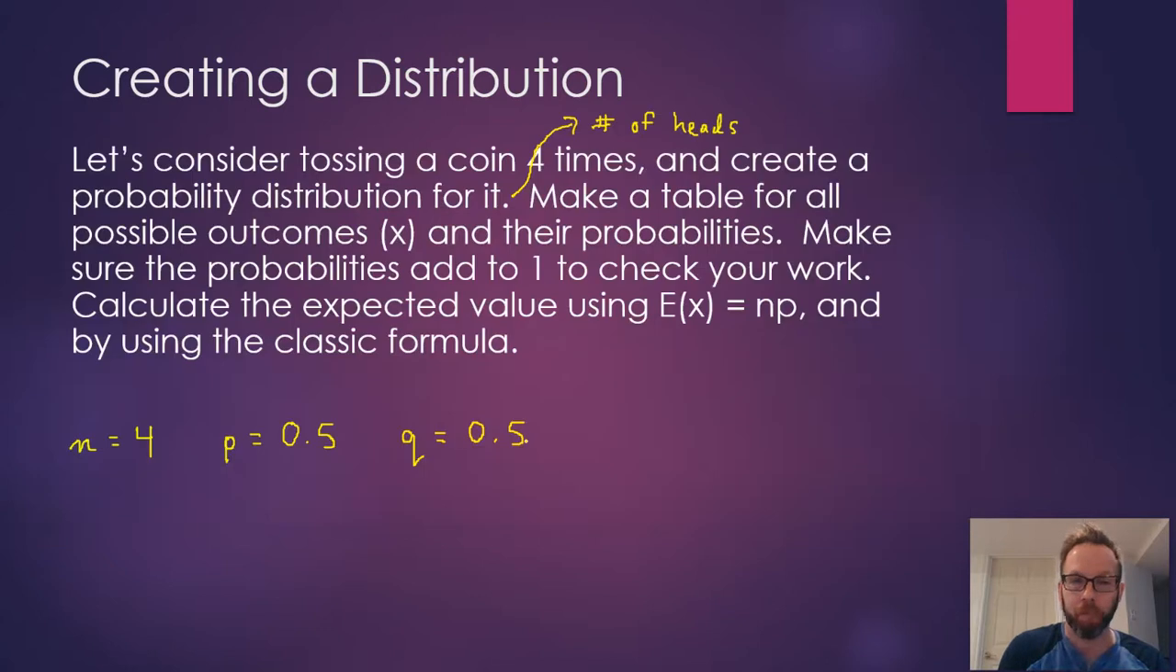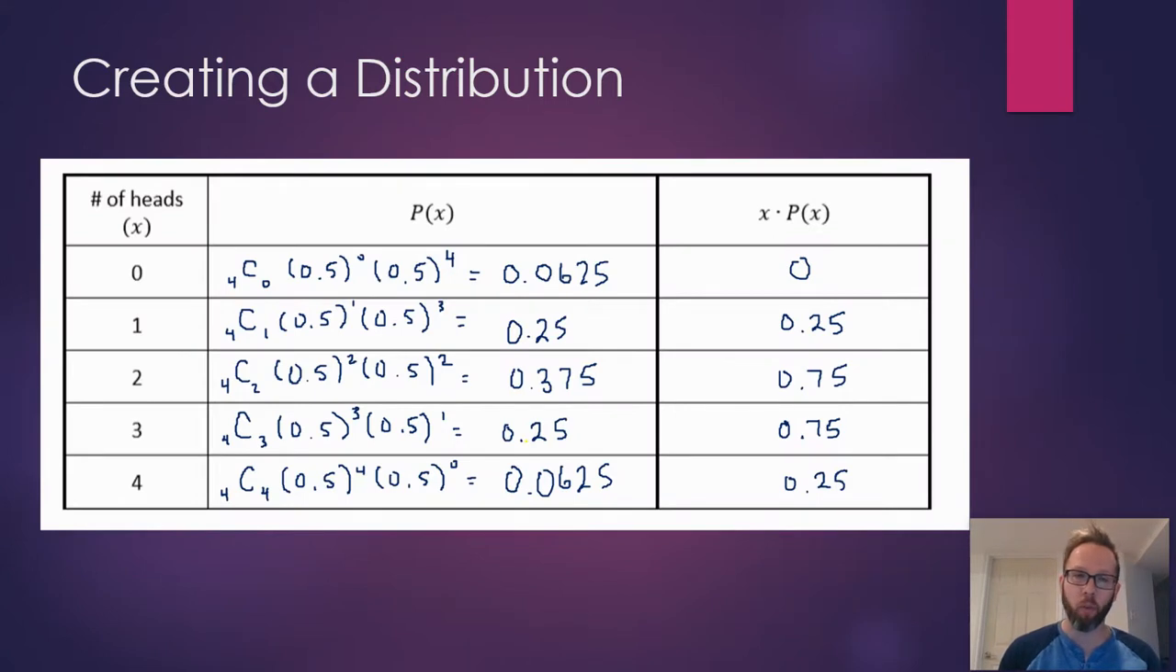I've given you a table, and I've done this work ahead of time. If you would like to pause the video and try it on your own, or if you just want to continue on, that's fine. But to save some time, I've already done most of the work here. To get the probability of 0 heads, remember our formula was n choose x times p to the power of x times q to the power of n minus x. And each calculation follows that format.